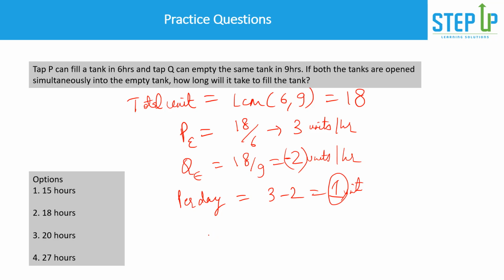The total units I have to fill is how much? 18. So how long will it take? 18 is to be filled, and per hour I fill 1. That means how many days will I take? I'll take 18 hours, sorry, not days. So the answer would be 18 hours.